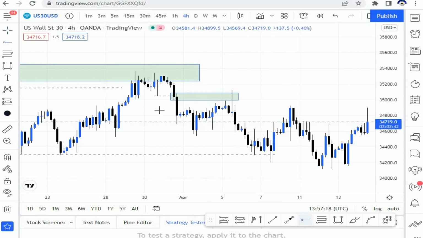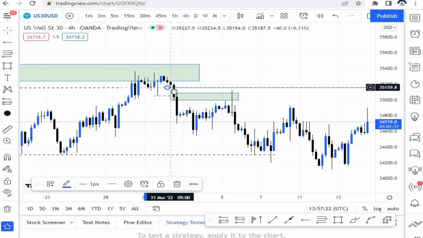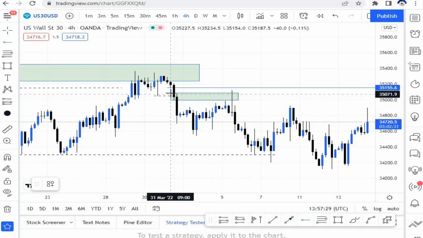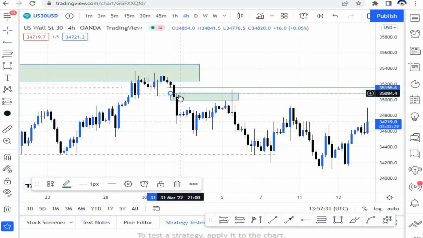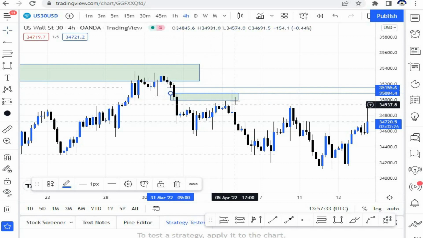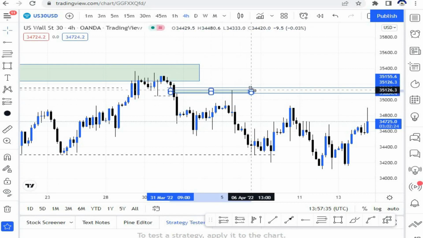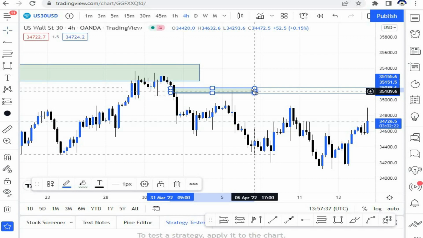Why? You can even see, if you are marking for imbalance, you have to mark this last wick here at your left side, and then you have to mark this last wick here at your right side. So this will be a fair value gap which will be filled right there, as you can see. That's why the price went down.